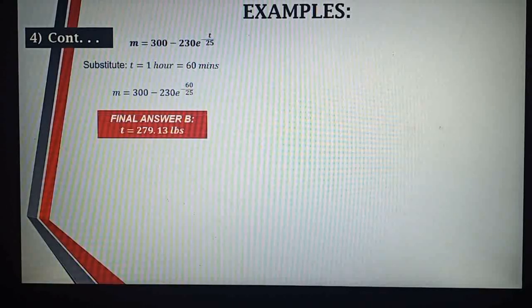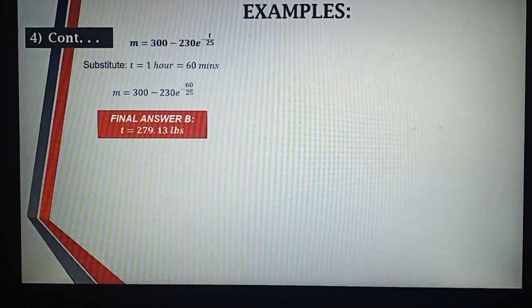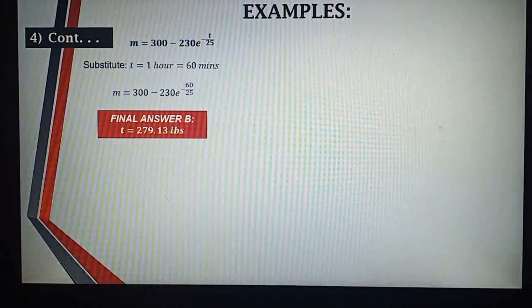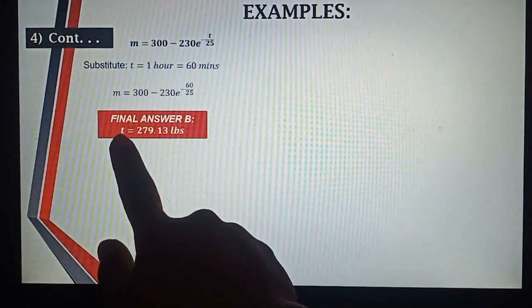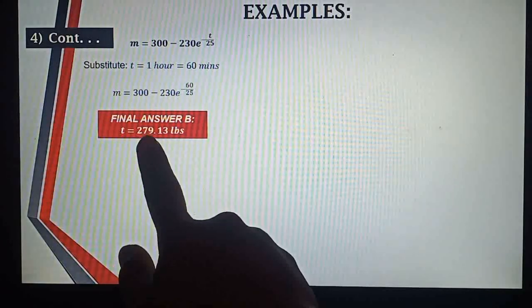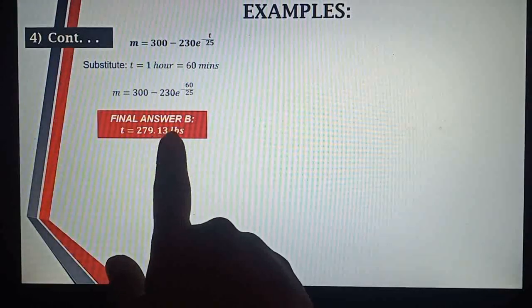Now if we compute that, the value of t, or rather the value of m, sorry for the mistake, that is m, is 279.13 pounds.